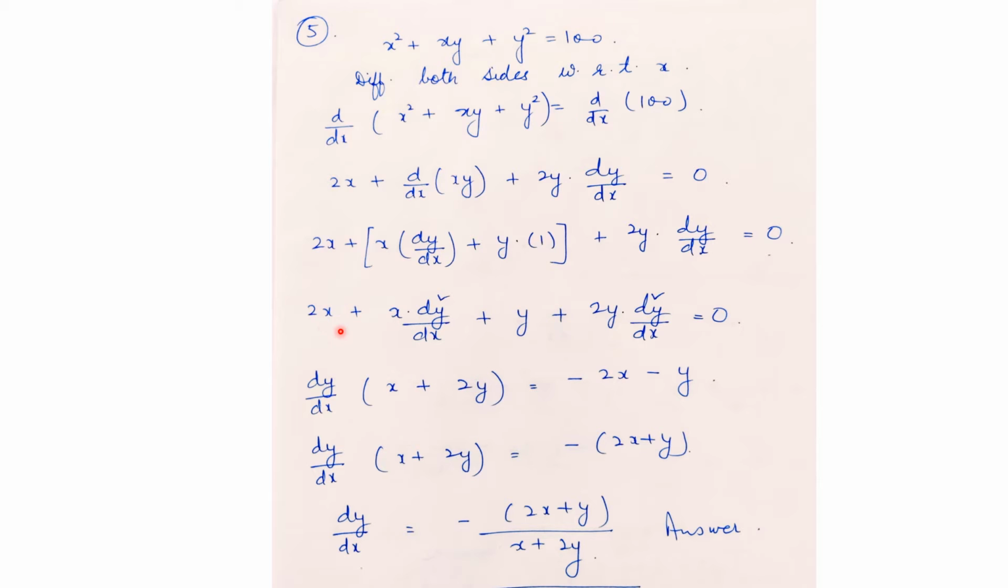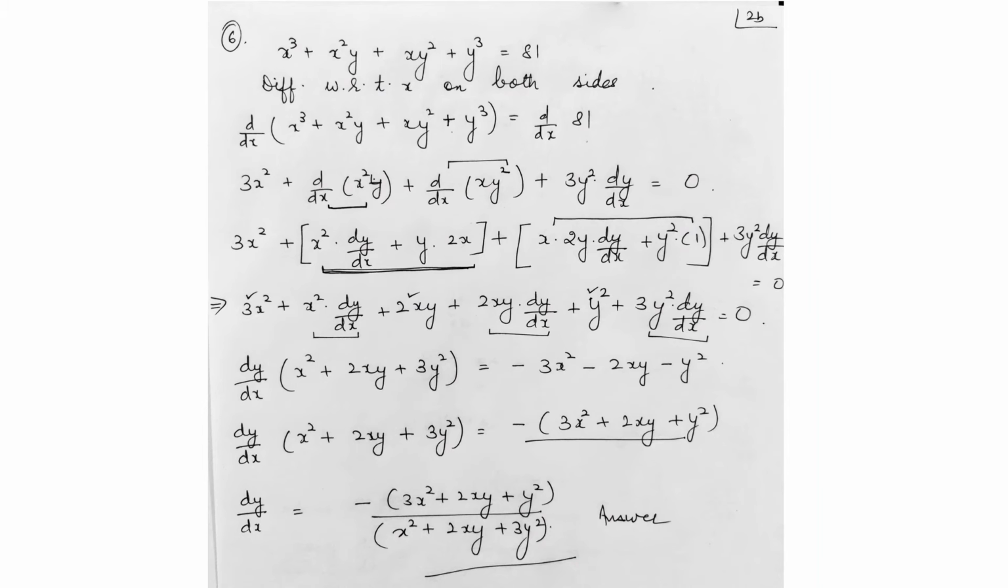This term 2x will go towards the other side of the equation. It will turn negative. y will also go towards the other side of the equation. It will turn negative. So you are left with dy by dx into x plus 2y is equal to minus 2x minus y. Now in the right hand side, please take minus common. You are left with minus bracket starts 2x plus y. x plus 2y will go towards the other side and it will be in the denominator. So the answer will be dy by dx is equal to minus bracket starts 2x plus y whole upon x plus 2y is the answer. Again, a very simple question. Now question number 6.